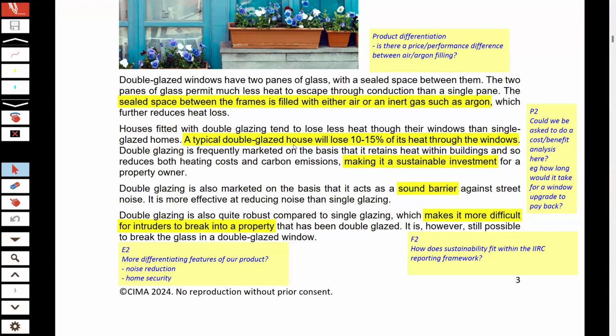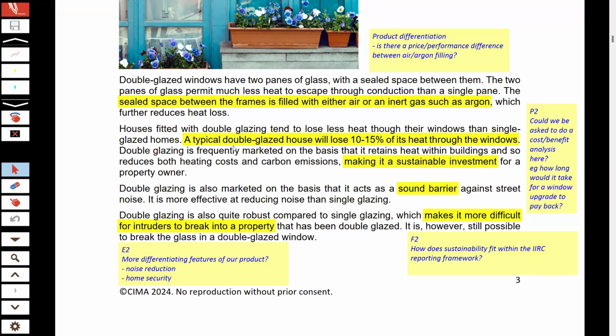Okay, then. Points out here that a typical double glazed house will lose 10 to 15% of its heat through its windows. And the marketing of double glazing is on the basis that it will retain heat within buildings. Therefore, the benefits, of course, reducing cost to the owner of the building, reducing carbon emissions. Again, something that particularly commercial building owners will be acutely aware of, reducing their own carbon footprint. So replacing their windows with energy efficient ones that drive us for sustainability, encouraging commercial buildings particularly, and owners of those commercial buildings to replace those windows.